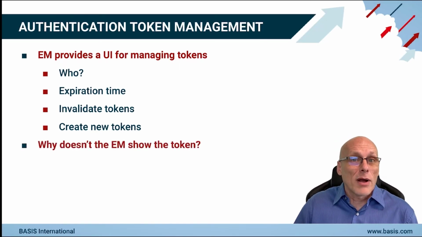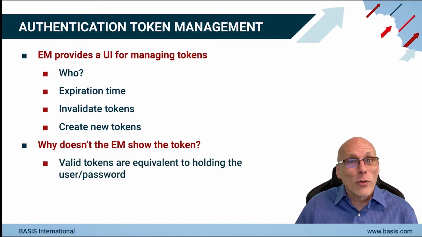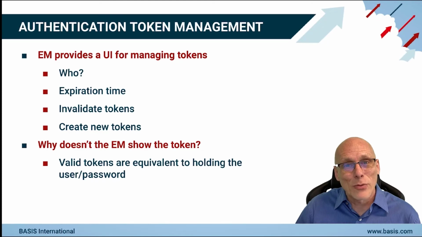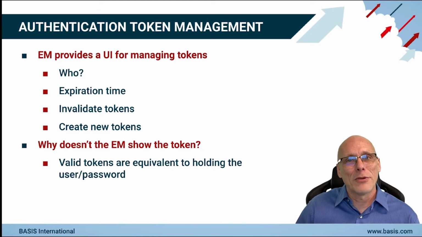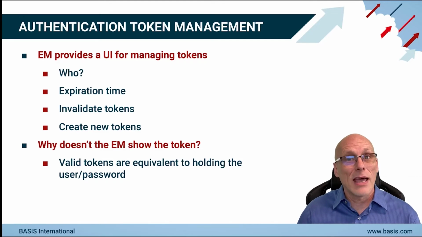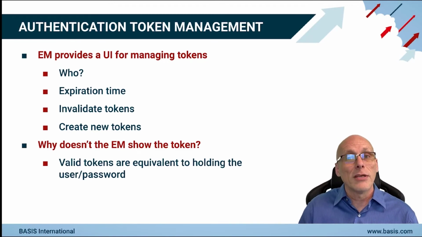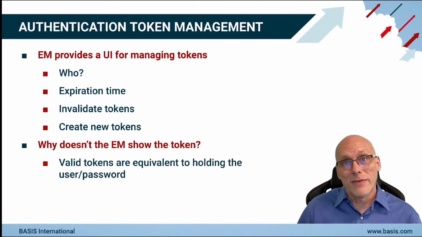Now, why doesn't the Enterprise Manager show the token itself? Well, valid tokens are the equivalent to holding the username and password. And so again, we don't want to have somebody log in and just peruse through and find, oh, there's a token for this particular user, and then be able to impersonate that user or something of that nature. So that's why we don't show that in the Enterprise Manager. So once you generate the token, you do need to remember it or record it somewhere, because there's no way to go back again and find that token value.